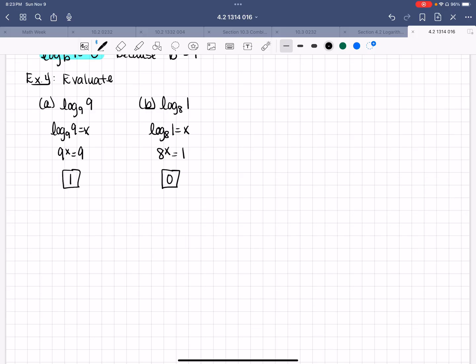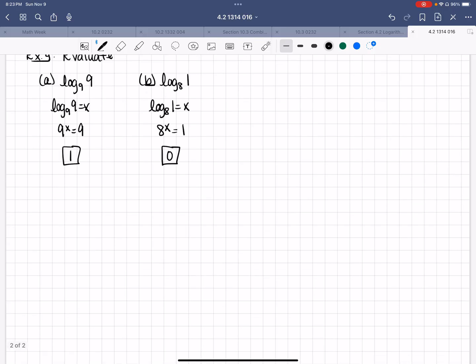Let's talk about some inverse properties of logarithms.